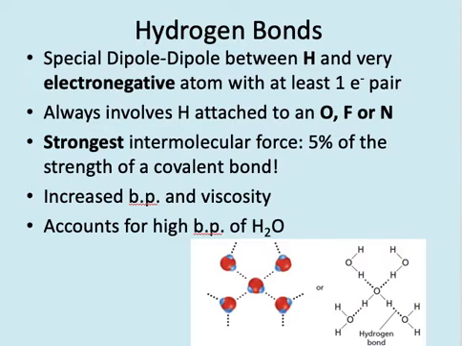And then the last type of intermolecular force is hydrogen bonds. And maybe this is the most common that we actually talk about in real life. This is a special dipole-dipole bond between hydrogen, a very electronegative atom, with at least one pair of electrons. So what does that mean? It's always going to involve hydrogen, and then it's typically a really electronegative atom like oxygen, fluorine, or nitrogen. This is the strongest of the intermolecular forces, but even still, it's only about 5% the strength of a covalent bond, just to give you some perspective.